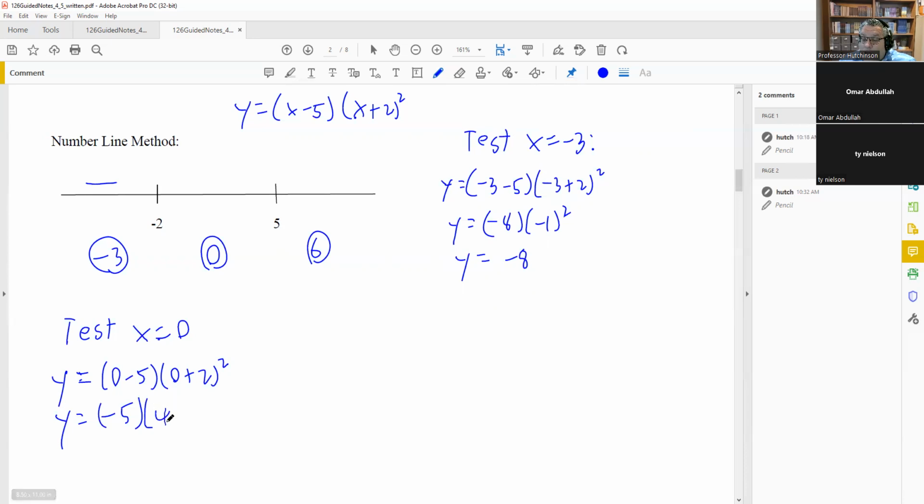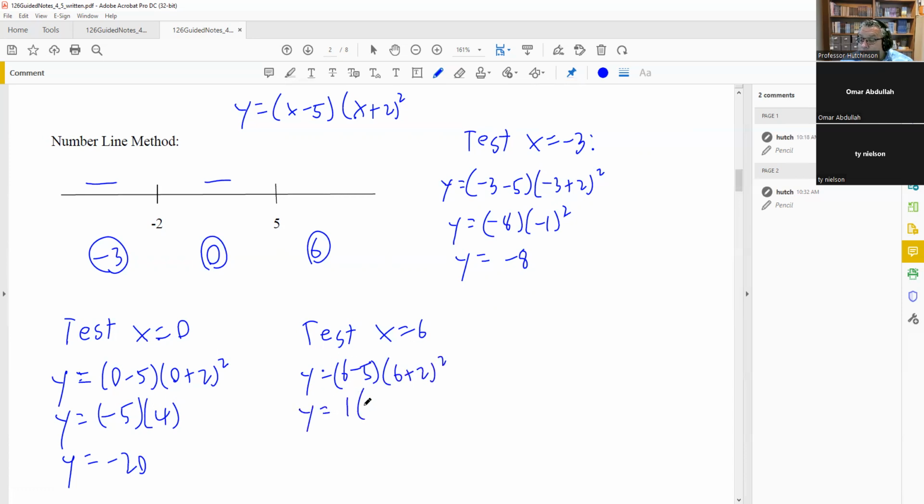And then this is going to be a 4. So I get -20. That's a negative number. Put a negative there on that line. And then finally, we test x equals 6. So I have 6 minus 5. And then I have 6 plus 2 squared. Let's work that out. I get 1 times 8 squared. I get 64. That's a positive number. And I put a plus on here.